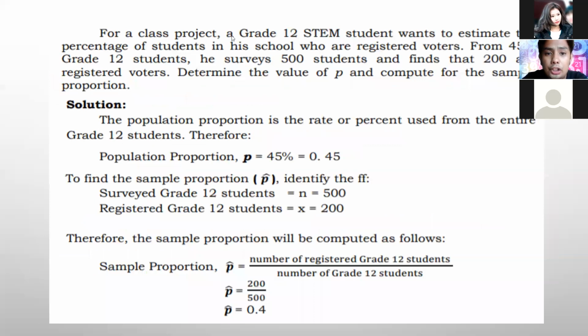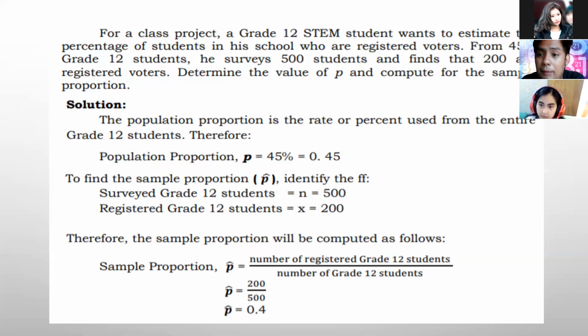For a class project, a grade 12 student wants to estimate the percentage of students in his school who are registered voters. From 45% of grade 12 students, he surveyed 500 students and finds that 200 are registered voters. Determine the P and compute the sample proportion. Kung mapapansin natin agad dito, wala namang binigay na number ng population. So hindi na natin kailangan computein. Pero ang bigay agad ay ang population proportion, which is the 45%.